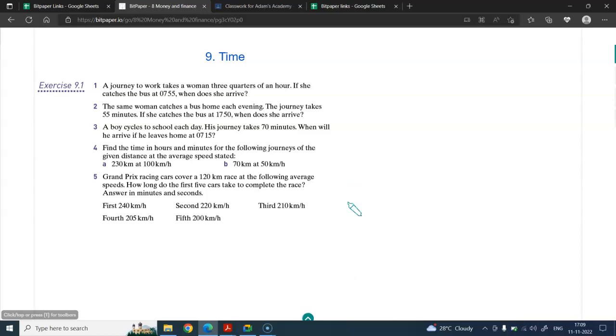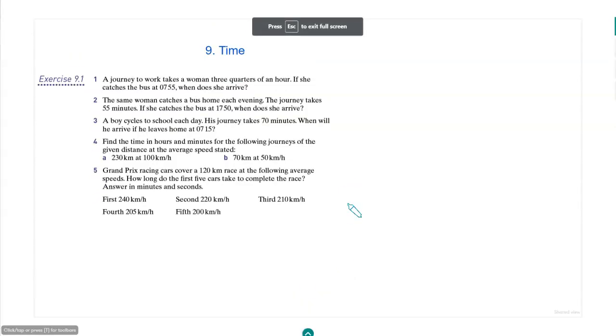There's nothing in this chapter that you don't know already. So a journey to work takes a woman 3/4 of an hour. What does that mean? 3/4. What is a quarter of an hour? A quarter of an hour is 15 minutes, right?